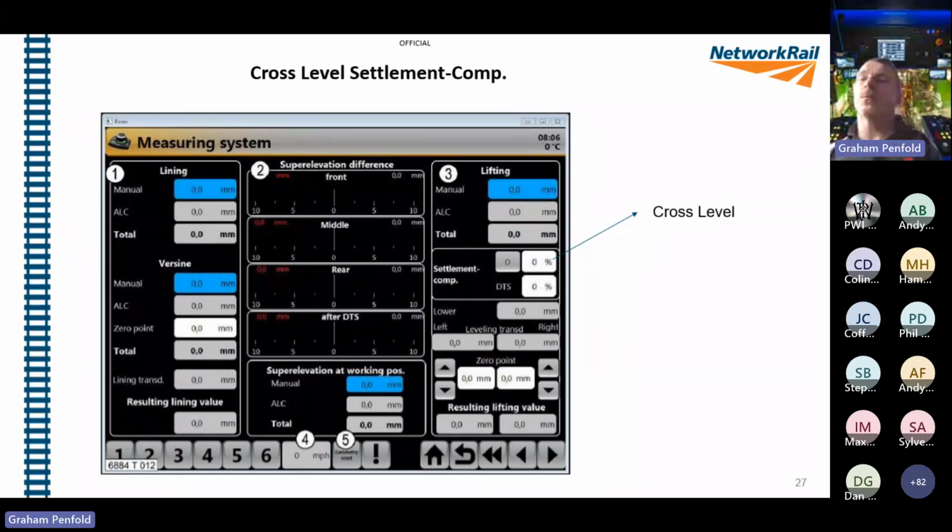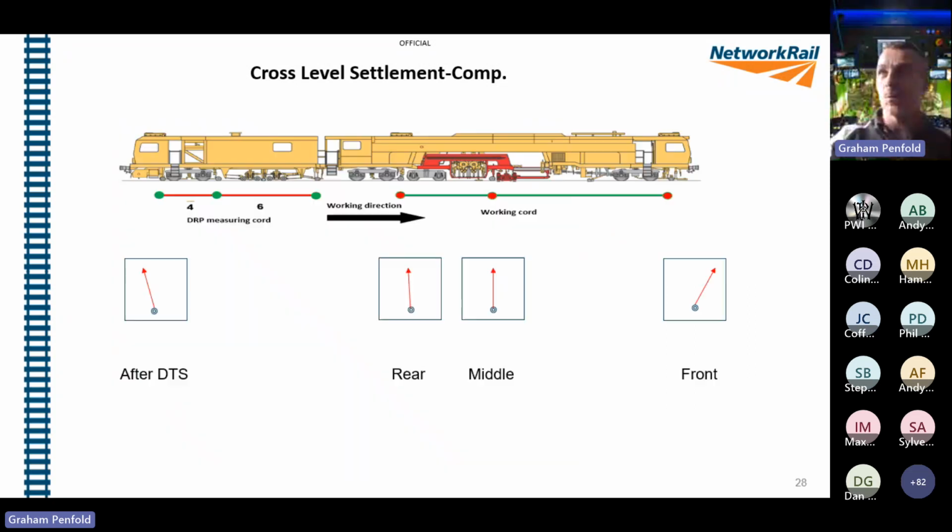I'm going to move on now to something that's probably not that well known, but it's a feature. It's on the 08 machines as well as the 09. This one's called Crosslevel Settlement Compensation. Again, this is on the measuring screen, and it's the screen above. It doesn't actually say what it is, which is strange. You've got a settlement comp box there, and you've got DTS at the bottom. So if it's not DTS, then we have to assume it's Crosslevel, which I can tell you now it is, but it's not very well labeled.